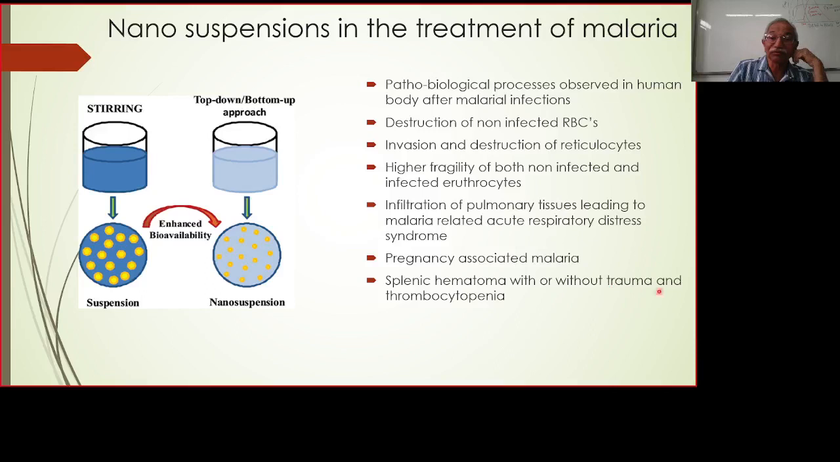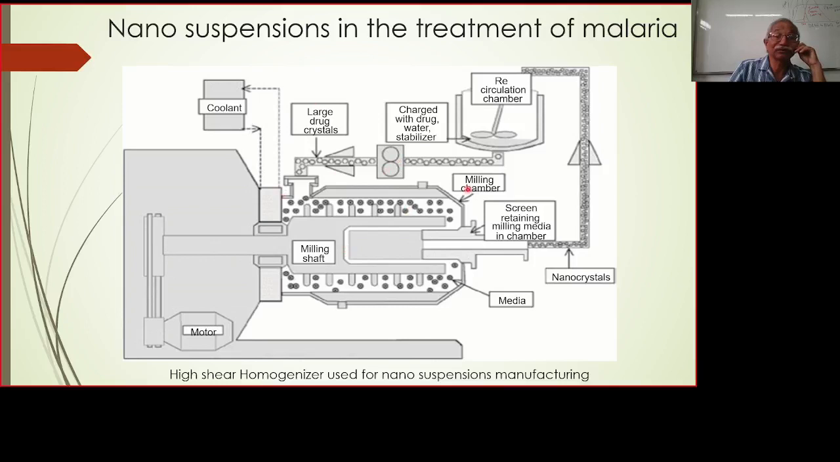Now nano suspension manufacturing. This is a typical high shear homogenizer, which is widely used in the industry, and it produces nano suspensions and nano emulsions where there is a high shear. The piston moves at very fast speed so that the particles are reduced. I have used this high shear homogenizer. We used to use the company called Gaulin. So Gaulin had this high shear system, and you will get 110 to 120 nanometer, very reproducible nano emulsions out of this.